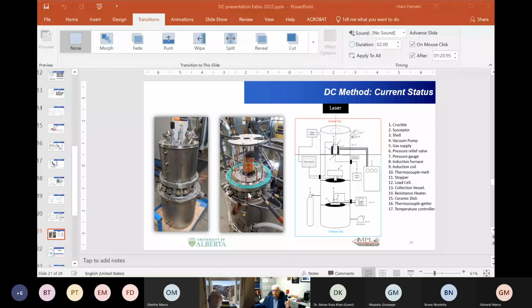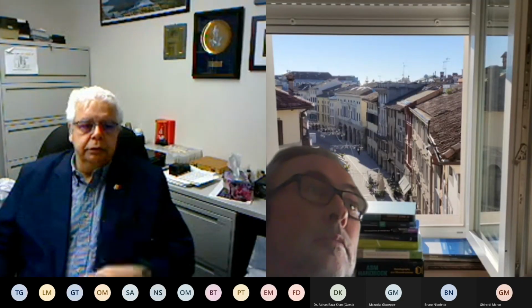I'm going to just show you this slide again. This unit that we built was made with the intention of going up to 1700 degrees Celsius. This induction coil is powered by a 20 kilowatt induction furnace. So our intent is to go that high in temperature and to be able to look at steels or superalloys for that matter.